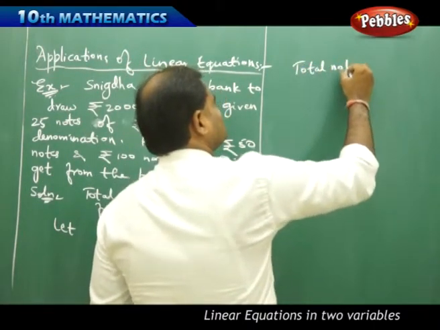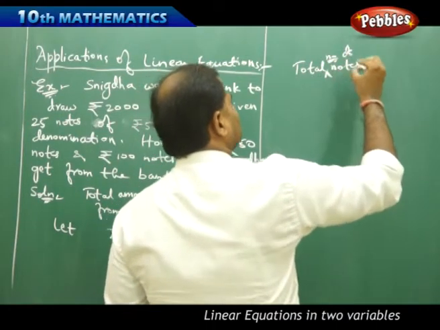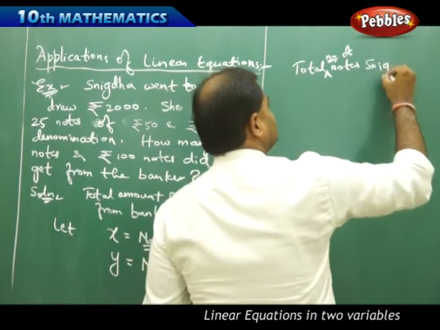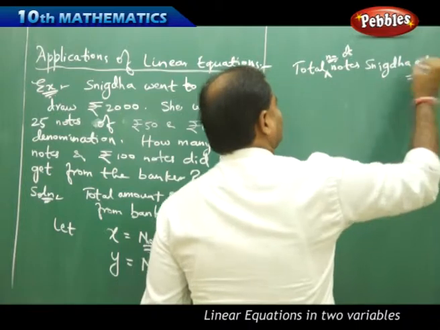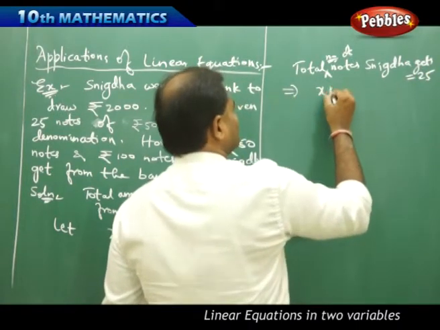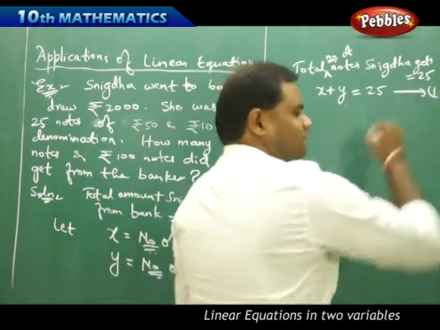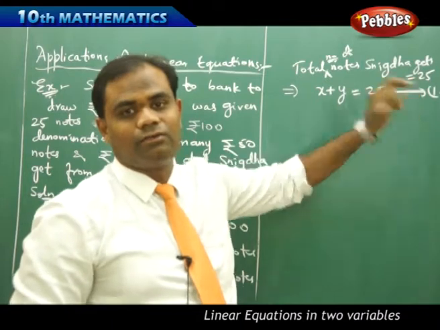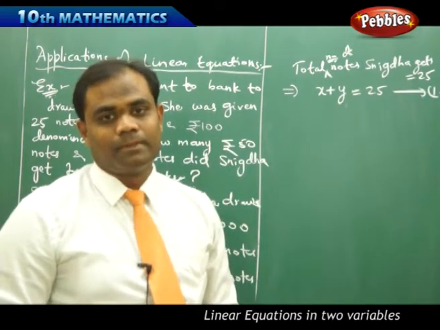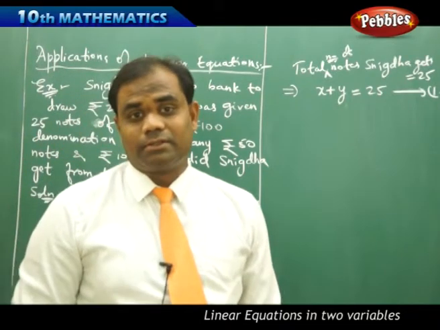So clearly, the total number of notes Snigdha gets is 25. That implies X plus Y is equal to 25, which is the first linear equation in two variables X and Y I identify from the given problem. Similarly, let's see how the second equation is obtained.